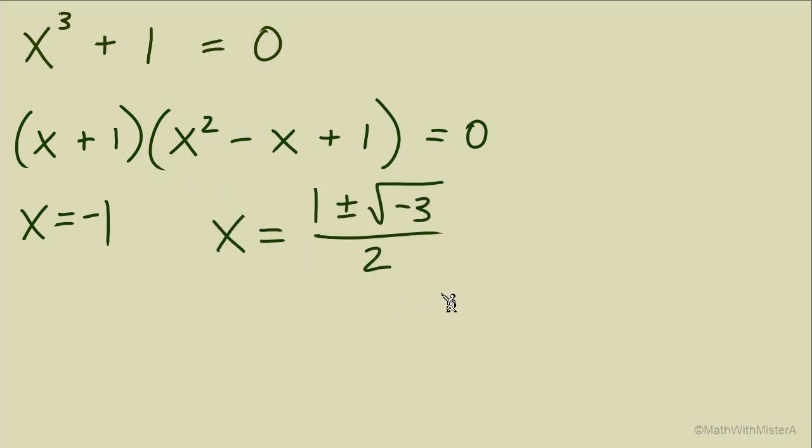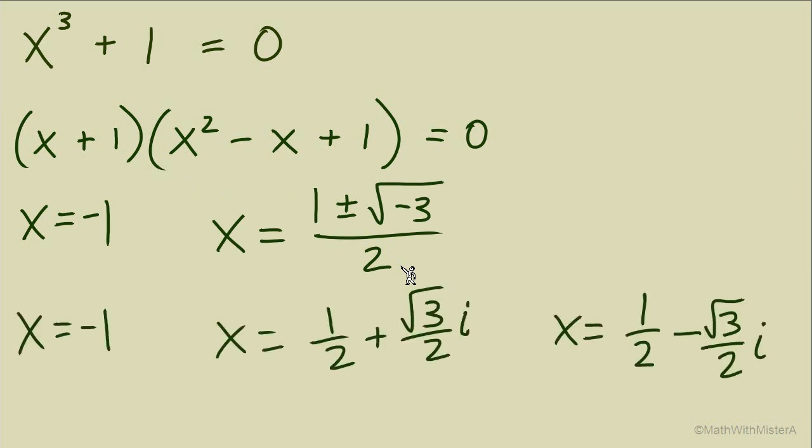Plugging into the quadratic formula, 1 plus or minus radical -3 over 2. I'm going to write this more in that a plus bi form where I can clearly see the real part and the imaginary part. So I'm looking at the three zeros, x equals -1, and then the two complex zeros, 1/2 plus radical 3 over 2 i, and 1/2 minus radical 3 over 2 i.